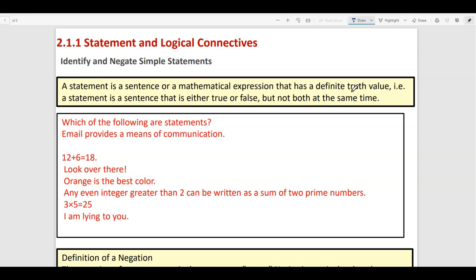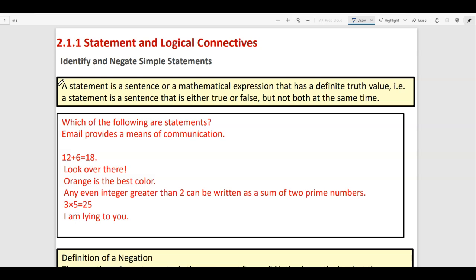Hello and welcome back. Today's section is section 2.1.1 Statement and Logical Connectives. So the first objective of today's class is to identify and negate simple statements. But to go ahead and do that, first let's talk about what is a statement.